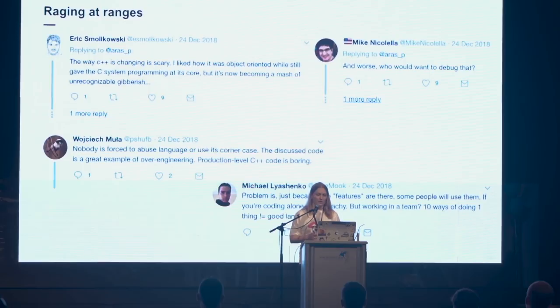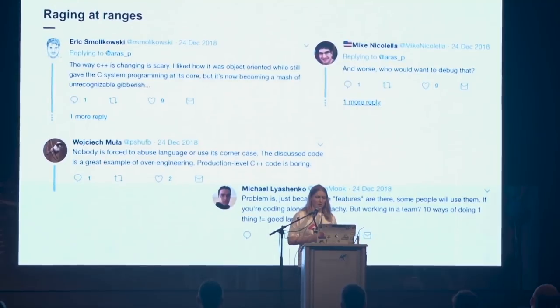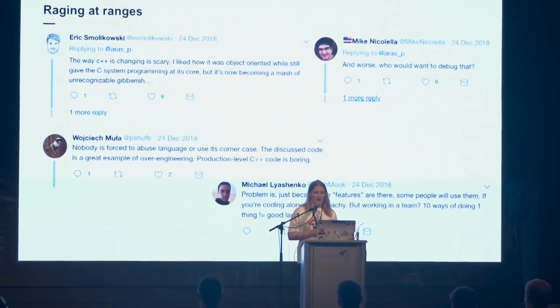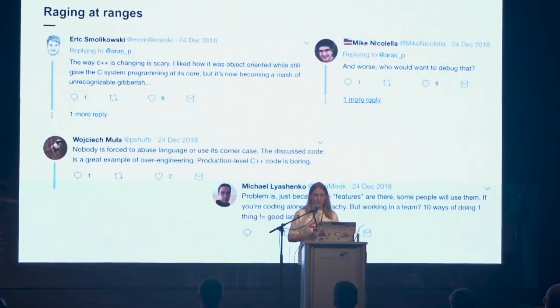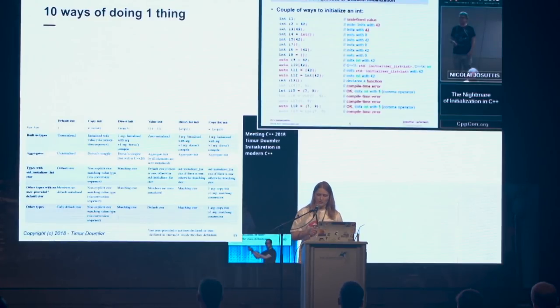I just took a few from this thread. One is saying that C++ is changing in a very scary way. And people were asking, how would you want to debug that? And some people were saying that actually the main issue of C++ is that there are 10 ways of doing one thing. Just to illustrate, if you're not a C++ person, there are two talks on C++ initialization, one by Nicolai Josuttis at CppCon and one by Timur Doumler, who did that for Meeting C++ and also at the Core C++ conference a week ago.